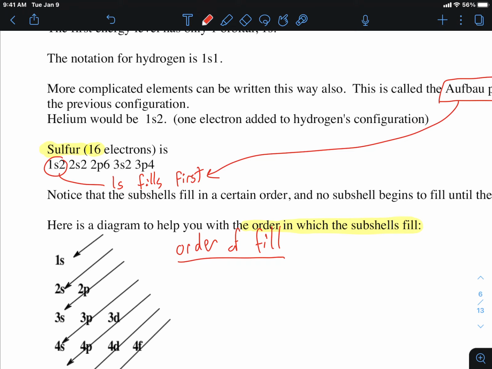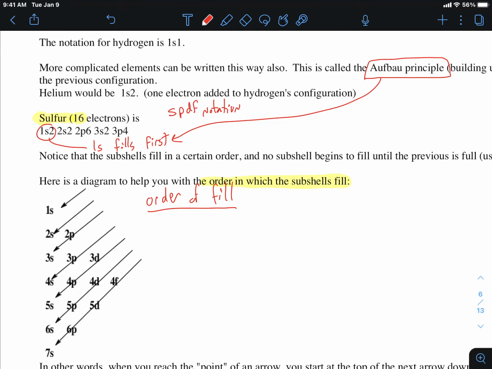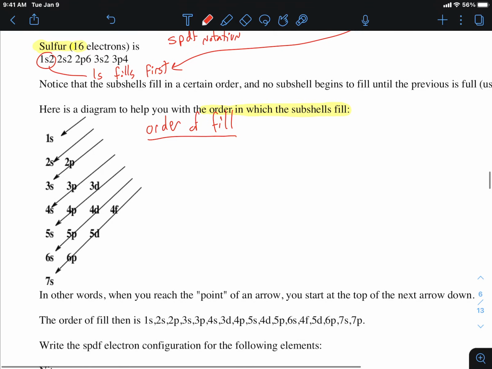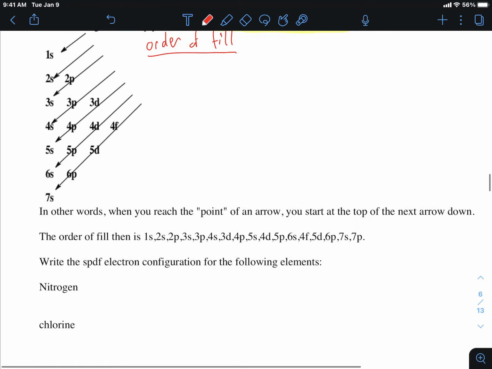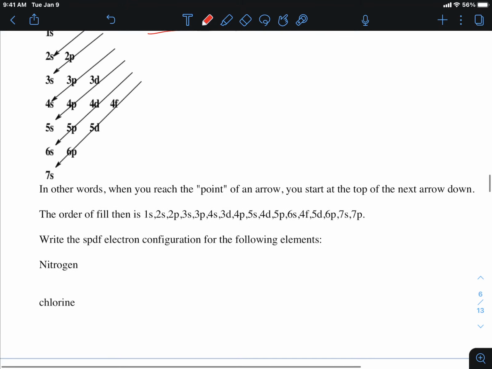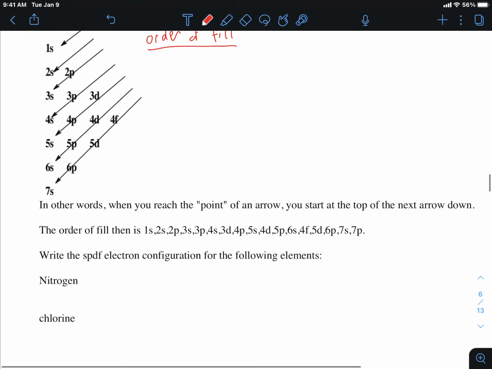This is what's known as spdf notation, because it's notation using the sublevels s, p, d, f. And it's a way of showing the electrons, how they're organized in whichever element you're referring to. Okay, so there was a bunch of rules, and there was a lot of things going on here. So the best way to learn how to do this is through lots of examples. Okay, so let's do a couple together.